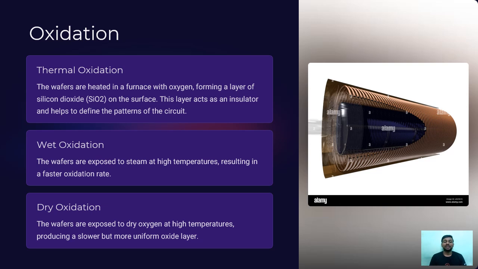Wet oxidation: the wafers are exposed to steam at a high temperature, resulting in a faster oxidation rate. And dry oxidation: the wafers are exposed to dry oxygen at a high temperature, producing a slower but more uniform oxide layer.